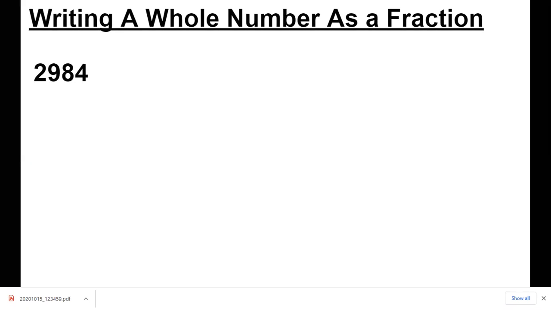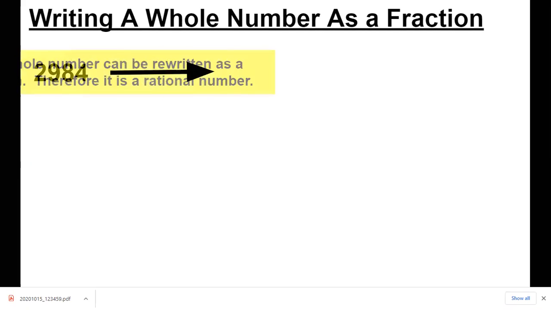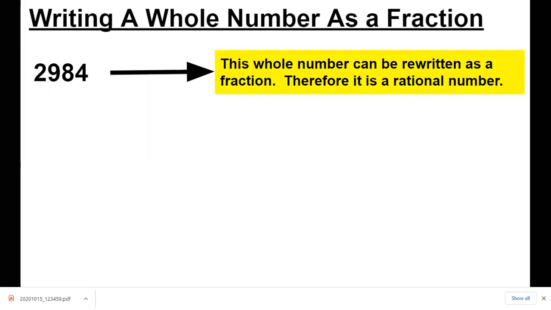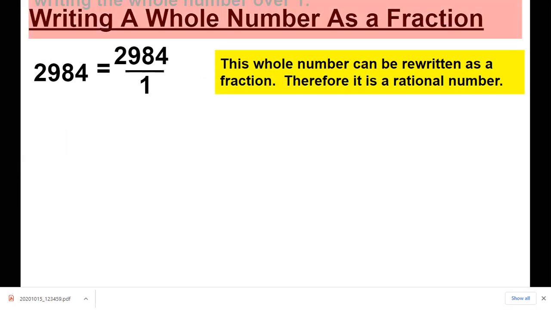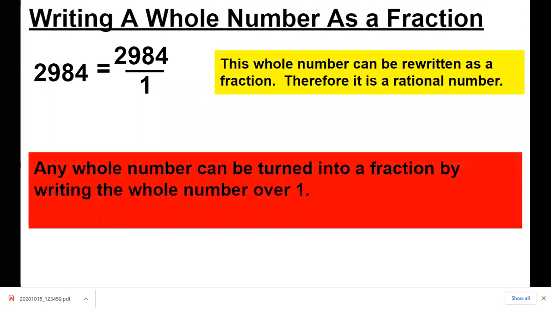2,984. How can I make that a fraction? It can be rewritten so that it is a rational number because you can write it as a fraction. It becomes 2,984 over the number 1. Any whole number can be placed over the number 1 to make it into a fraction.